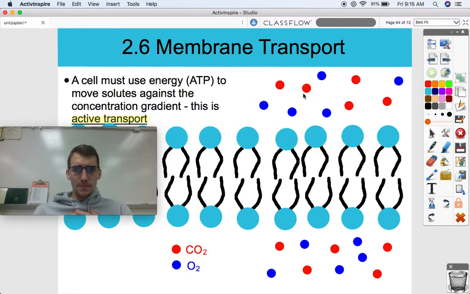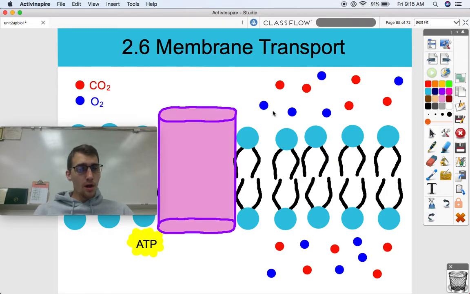So check it out. We're at equilibrium right now. We've got an equal amount of oxygen and carbon dioxide on either side of this membrane, but we want to bring more oxygen in and take more carbon dioxide out. So what are we going to do? Well, a cell can use some of its ATP and some of those proteins embedded in the phospholipid bilayer to get this done. It's not going to be easy to move things against the concentration gradient, but the cell's got to do it. It's got to use some energy.